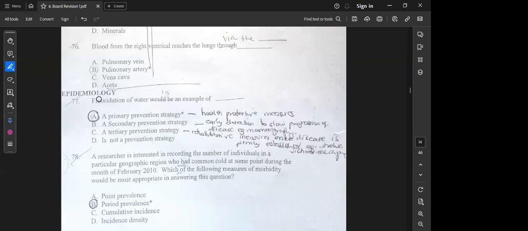Incidence density, also known as incidence rate, is a measure used in epidemiology to quantify the rate at which new cases of a specific disease or health outcome occur in a population over a defined period of time. So it's the rate at which new cases occur, okay? It takes into account the varying length of time that individuals are at risk for developing the condition during the study period. This is expressed as the number of new cases per person-time at risk.